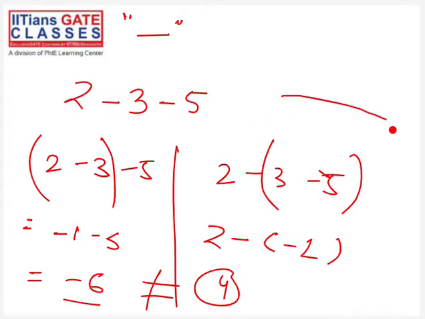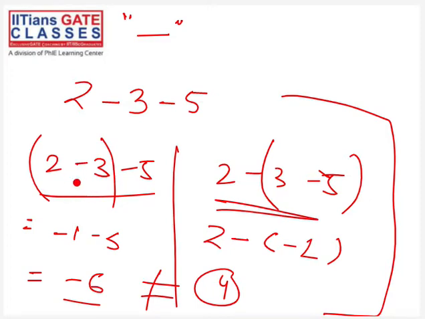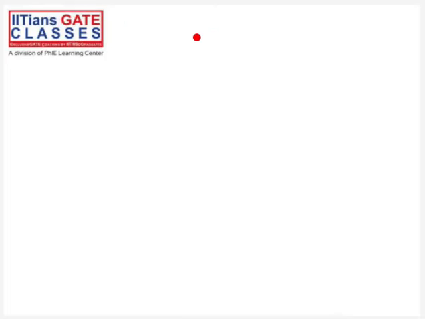Of course, this example has proven that associativity is violated, because associativity says that if the same operation is sitting side by side, then you can compute either this first or this first, and the result will be the same. This is the associative property. So hopefully you know this associative property.